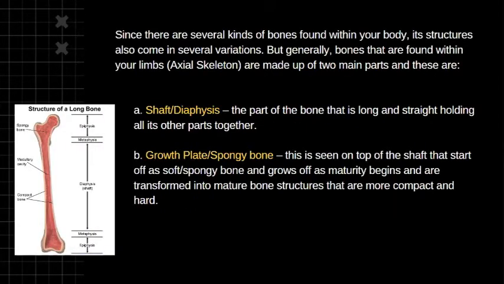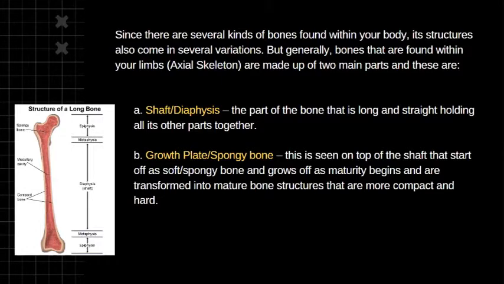And another, no, since there are several kinds of bones found within your body, its structure also come in several variations. But, no, kahit na iba-iba yung bones natin, nabanggit ko nga kanina, may mga bones pa rin tayo na halos may pagkakapareha, no? Like yung sinabi dito, no? Bones that are found within your limbs or actual skeleton are made up of two main parts. And these are, ayan, we call it shaft or the diaphysis and growth plate or spongy bone. Ayan, so yun yung bones na nakikita natin sa limbs natin. So meron silang dalawang two main parts. Ayan, na tinatawag nating shaft or the diaphysis and growth plate or spongy bone.